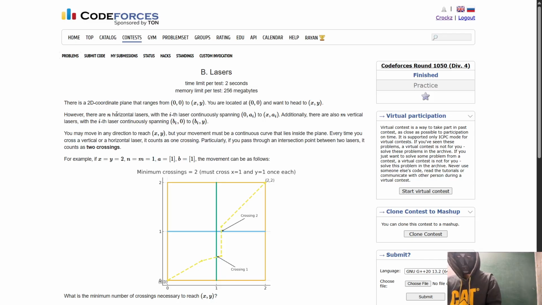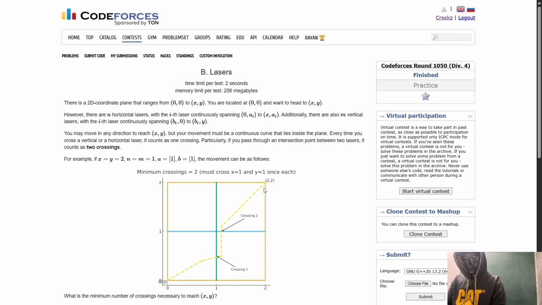However, there are n horizontal lasers, with the ith laser continuously spanning from x equal to 0 till x equal to x. So its span is from 0 to x, and the laser will be placed at position a of i on the y axis.